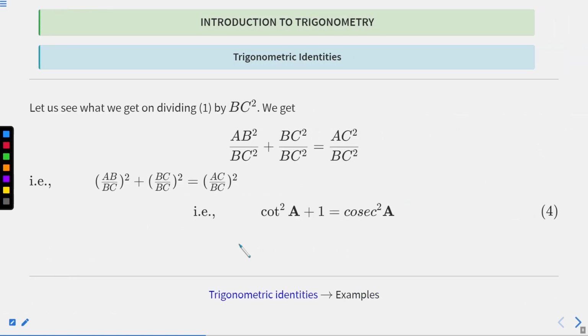Okay, and this identity cot square A plus 1 is equal to cosec square A. This identity is true for all values of A such that 0 is strictly less than A, which is less than or equal to 90 degrees.